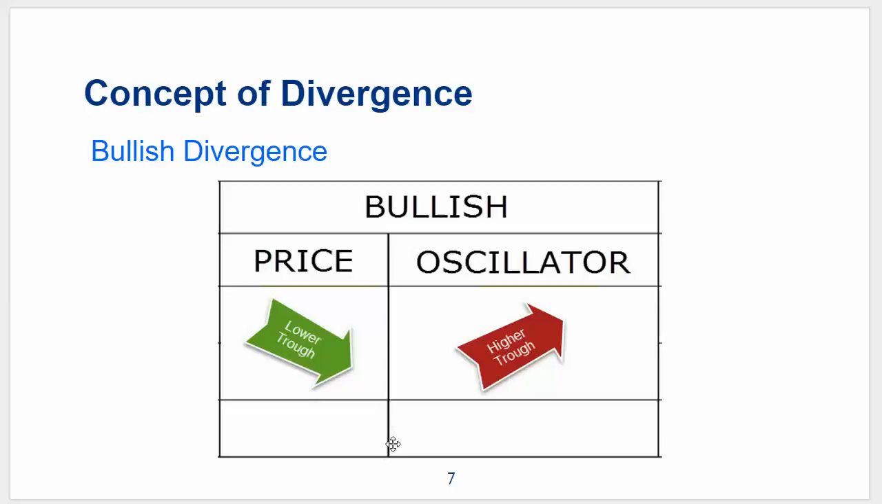Now here is what happens when we have a bullish divergence. When we have a bullish divergence, we have the market in a downtrend. The market is actually trending down. Because the bullishness is predictive in nature, we're looking for some buying activity to come into the market. So what the price is doing is making a series of lower troughs. The price action makes a lower trough, but the oscillator, the momentum indicator, makes a higher trough.